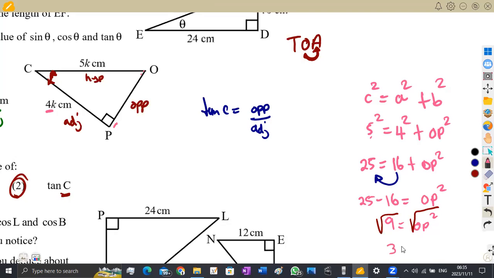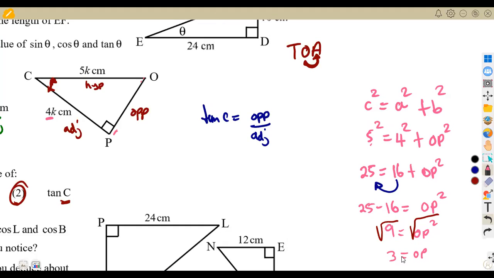And this is a length, so you're going to take it as positive. That means the length of OP in this case is going to be given as 3K centimeters, as we are given these values in terms of K. So this is going to be 3K centimeters, like that.